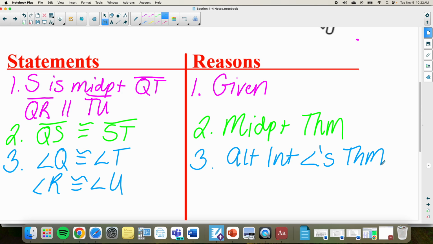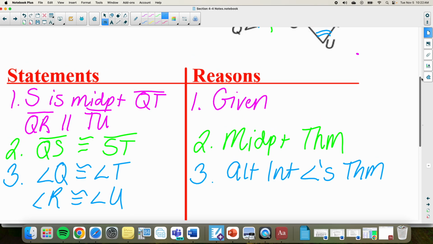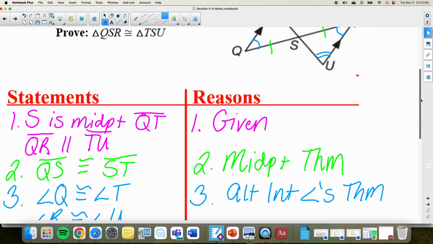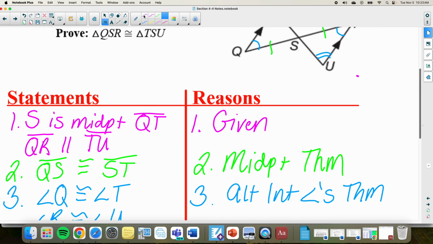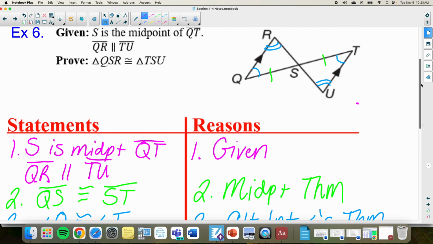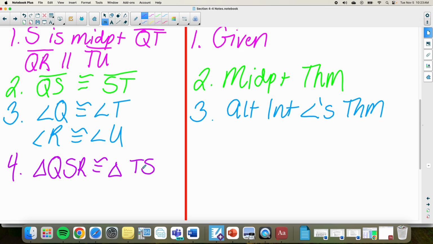Okay? So if we look back, we have three things now, right? And we have two angles and a side. Is that angle side angle or angle angle side? Angle angle side. Very good. So what I can do then is bring that proof statement down. So I can say triangle QSR is congruent to triangle TSU. And what we did is we used angle, angle, side.